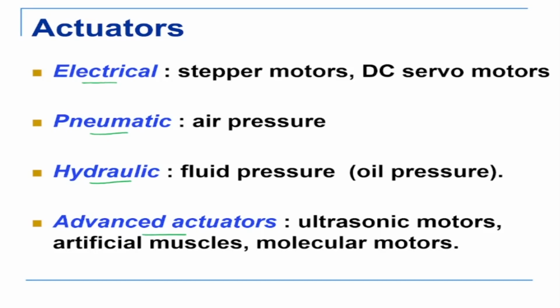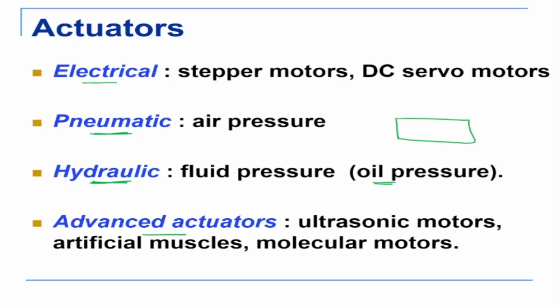Then we can have pneumatic actuators. Pneumatic actuators are those that operate using air pressure, something like a piston cylinder mechanism. We give it air pressure, and based on that air pressure, the piston cylinder will move in a particular direction, and that causes mechanical motion. You can have hydraulic actuators. In hydraulic actuators, the fluid being used is oil. So these are also piston cylinder mechanisms.